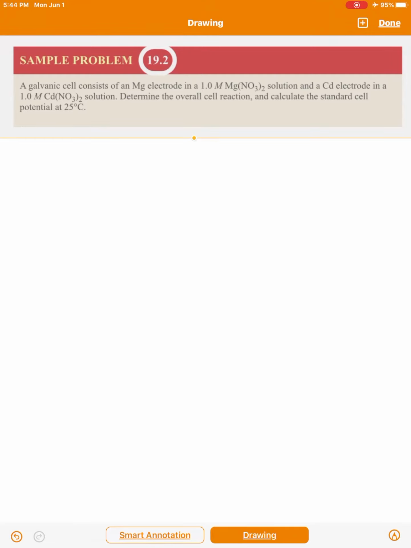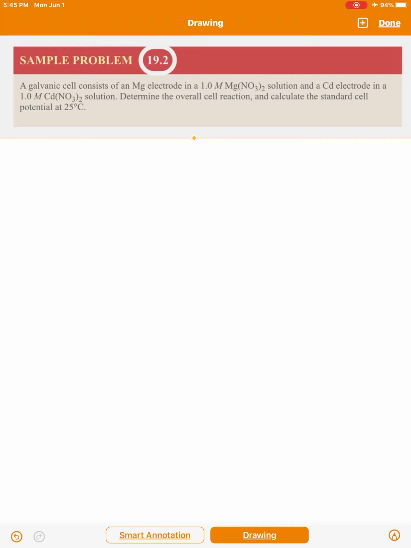Sample problem 19.2. A galvanic cell consists of a magnesium electrode in a 1 molar magnesium nitrate solution and a cadmium electrode in a 1 molar cadmium nitrate solution. Determine the overall cell reaction and calculate the standard cell potential at 25 degrees C.